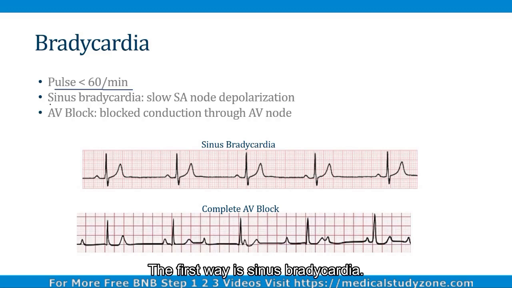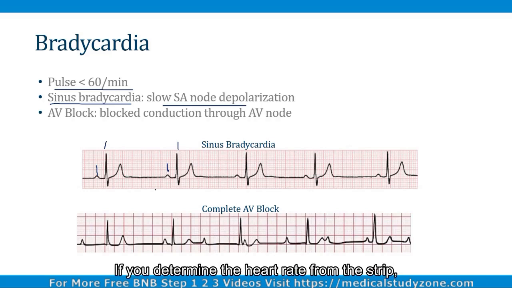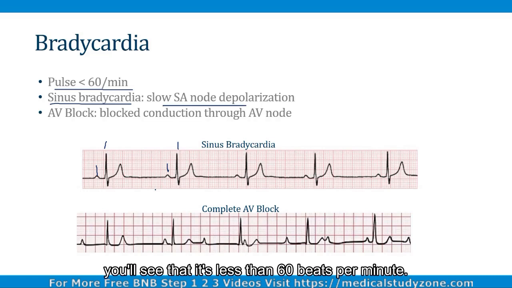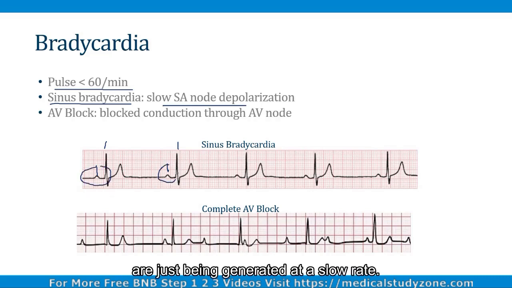The first way is sinus bradycardia. This is what happens when there is slow SA node depolarization. If you look at this tracing at the top of the screen, we've got a P wave followed by a QRS and then another P wave followed by a QRS. This is a bradycardic rhythm. If you determine the heart rate from the strip, you'll see that it's less than 60 beats per minute. And the reason it's less than 60 is because the P waves are just being generated at a slow rate, and that's sinus bradycardia.